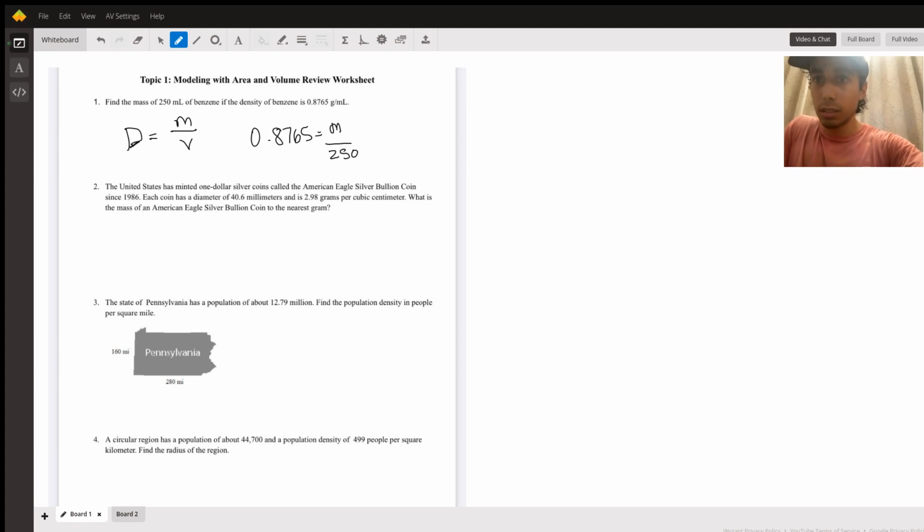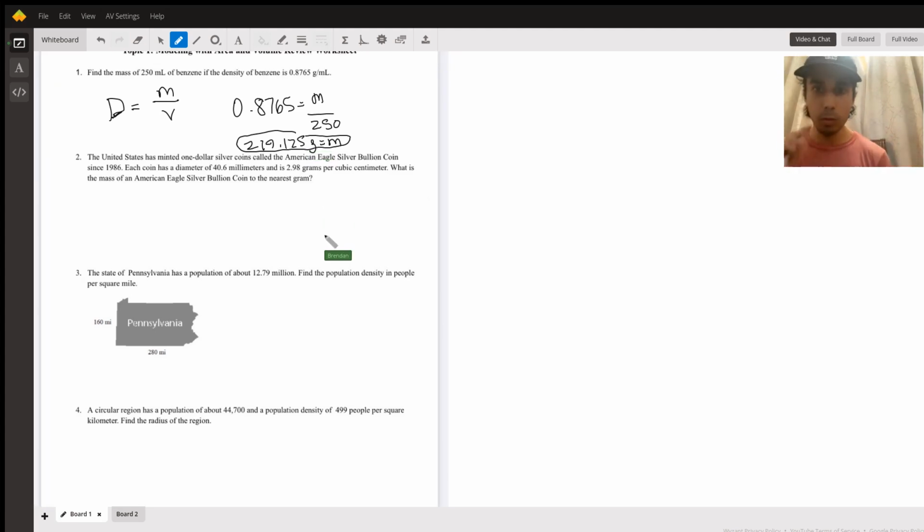219.125 grams is the mass. All right, that one's pretty straightforward. Let's do another one, number 2 here. There's a little bit more going on.